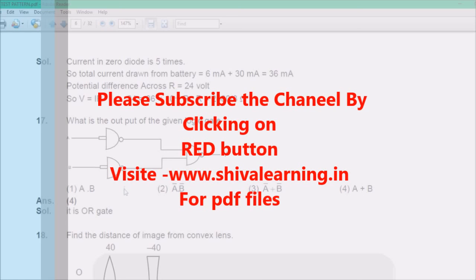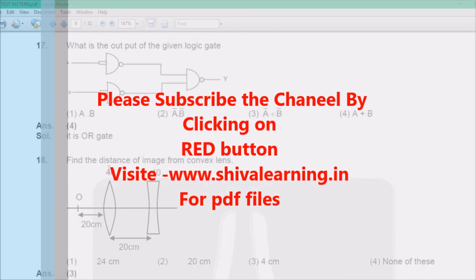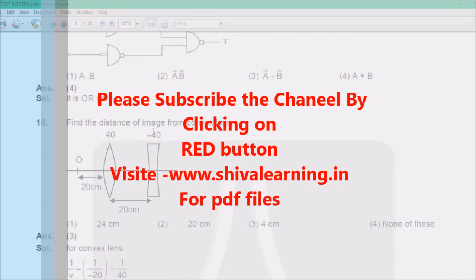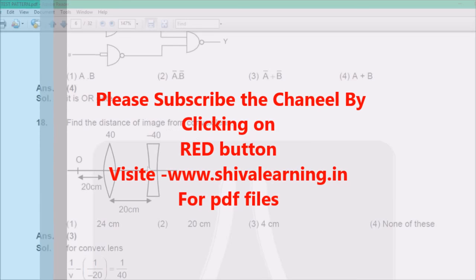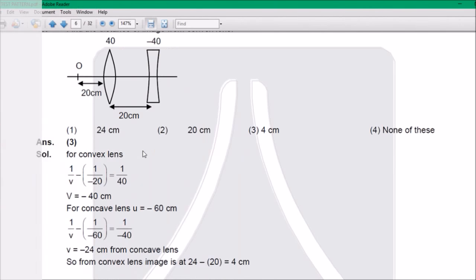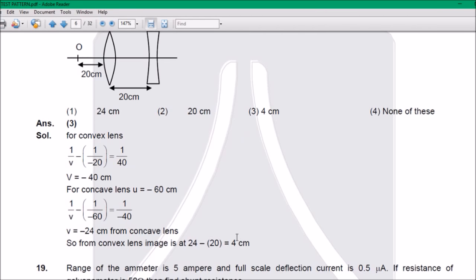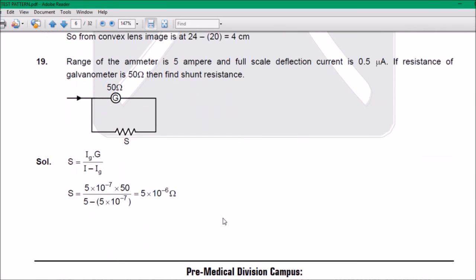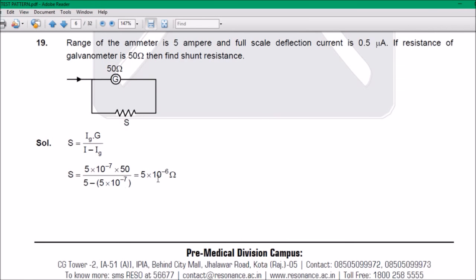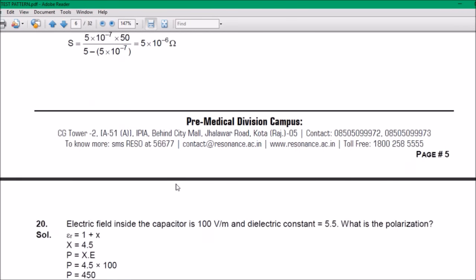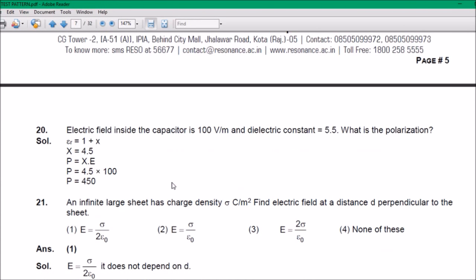Output of the logic gate. Anyone can tell it's OR gate, okay? Find the distance of the image from the convex lens. Ye bhi dekhiye bahut easy hai. Answer is 4 cm. 19, answer is 5 into 10 raised to the power minus 6 ohm. 20. The answer is 450.